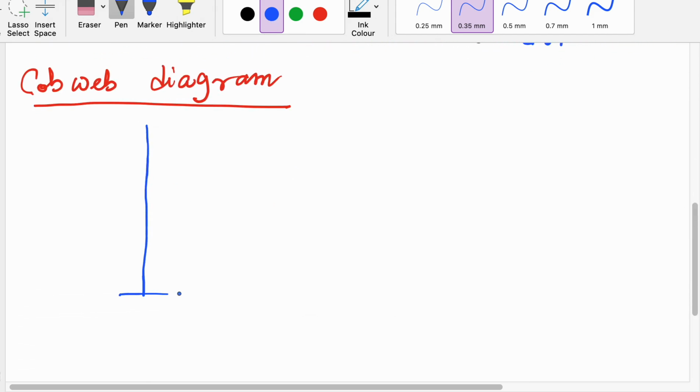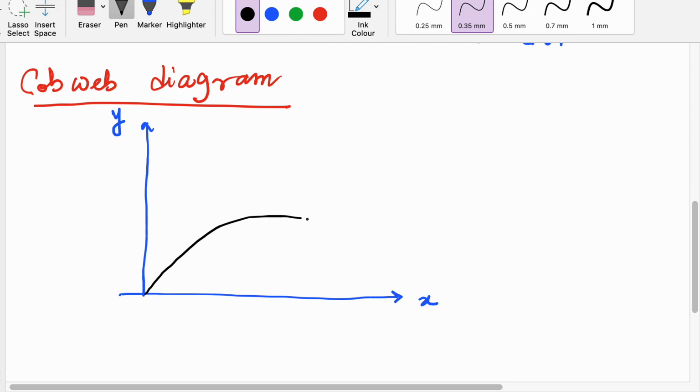So first, let's draw its codomain axis. This is the domain axis x. Codomain axis means where it will go after applying the iterate. So that is the codomain basically. This is my f(x) suppose, and this is my y equal to x. This is the fixed point. Now let's see, suppose we start from x0 here.